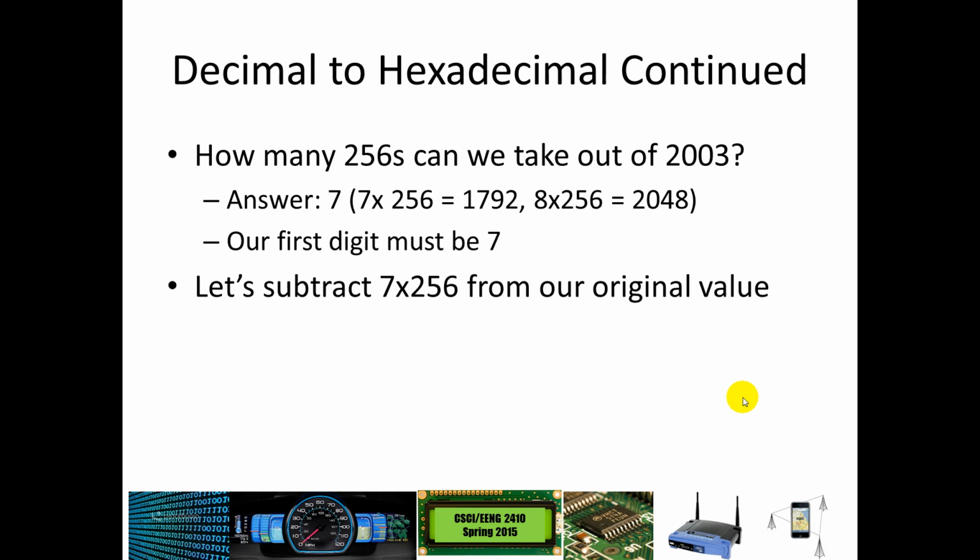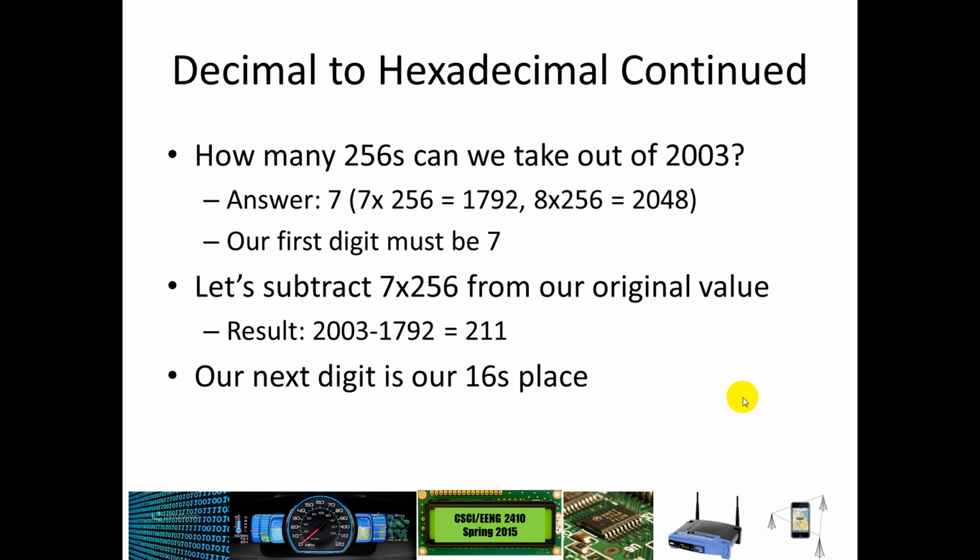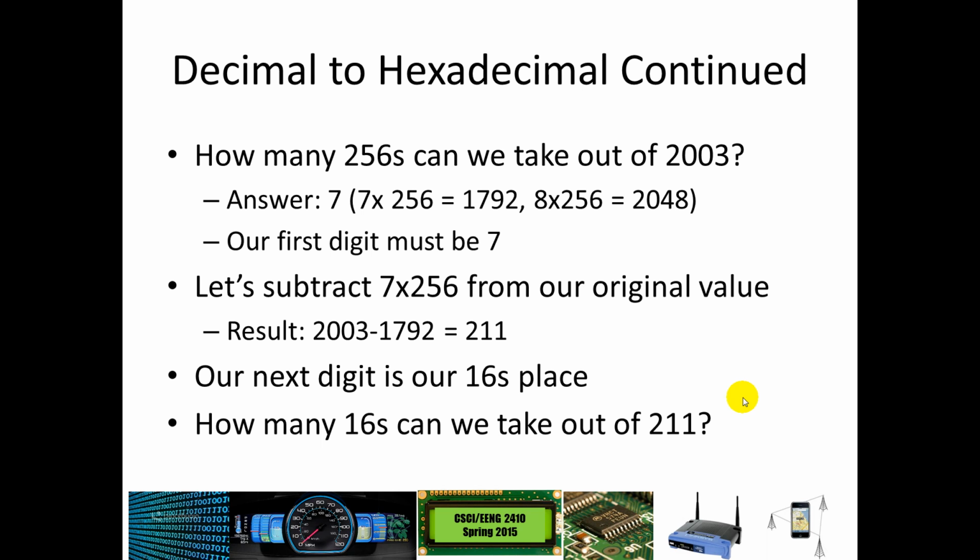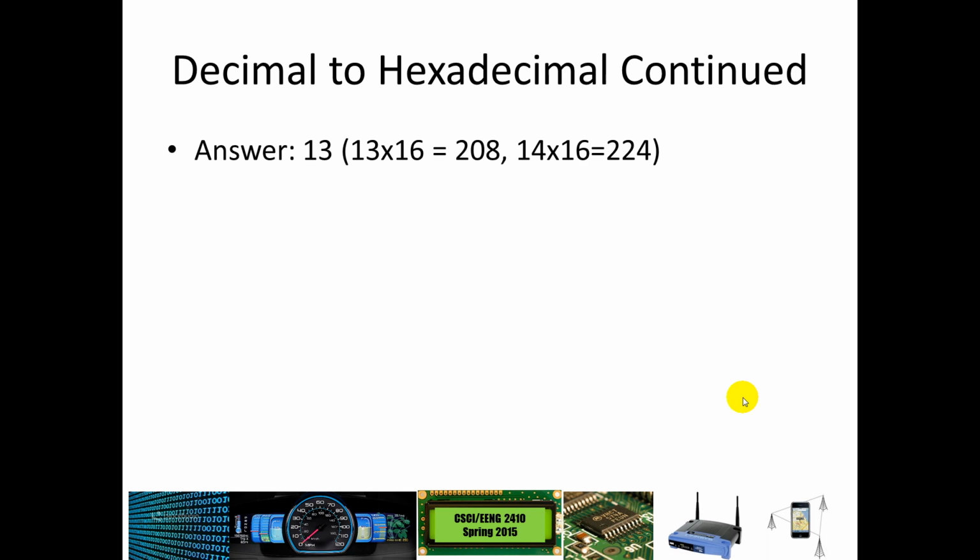So we'll put that down as our first digit, and we subtract 7 times 256 from that 2003, which gives us a remainder of 211 that needs to be represented in the next two places. Now we look at 211 and compare that to 16. We know that 16 is less than or equal to 211, and now the question is how many 16s can we take out of 211? 13 times 16 is 208, and 14 times 16 is 224. 208 is less than 211 and 224 is too big, so we're going to take 13 of them away.